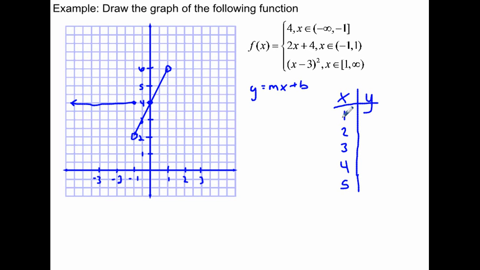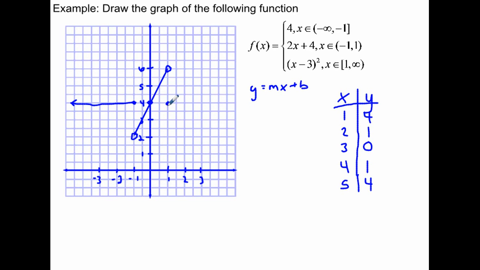So 1 minus 3 is going to be negative 2, which squared is 4. 2 minus 3 is negative 1, squared is 1. 3 minus 3 is going to give me 0, and squared is 0. 4 minus 3 is 1, squared is 1. And 5 minus 3 is 2, and if I square that, I get 4. So this includes 1, so I can start by plotting the point (1, 4) with a closed dot.